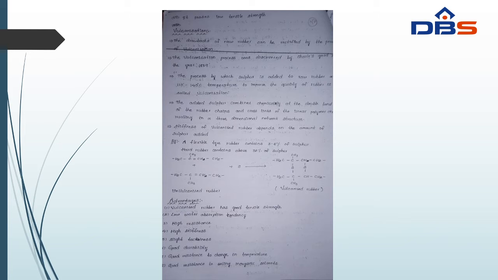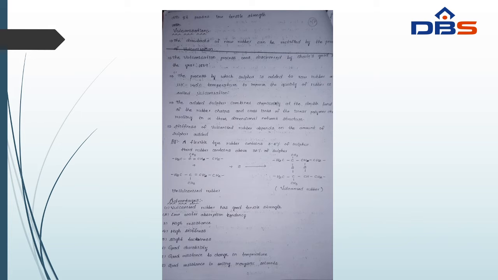So the advantages of vulcanized rubber: it has good tensile strength, low water absorption capacity, high resistance, high stiffness, good durability, good resistance to changes in temperature, and good resistance to swelling in organic solvents.